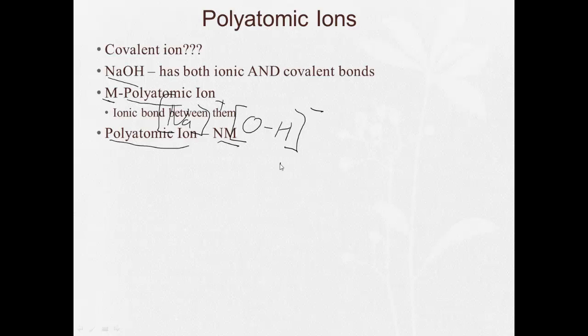ammonium chloride: ammonium is NH4+, chloride is Cl-. Here's our polyatomic ion. Between this nitrogen and each of these hydrogens is a covalent bond. And here we have our chloride ion. Since one's positive and one's negative, they stick together, and the ionic bond between them is how they stick together.